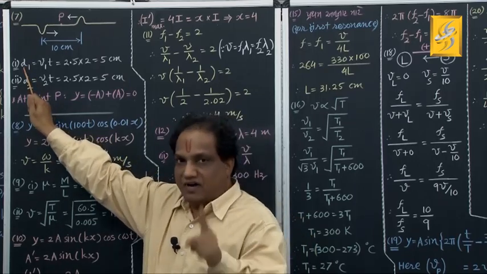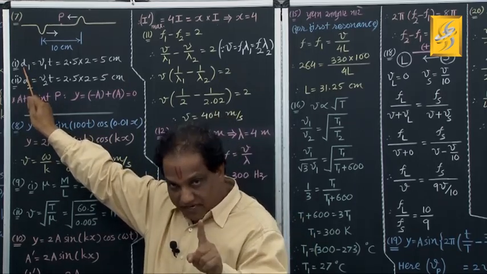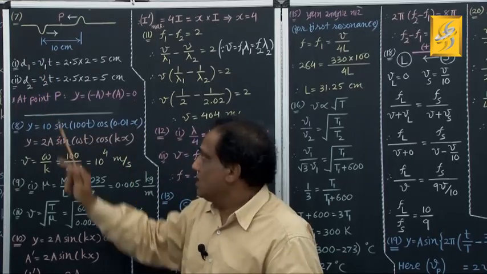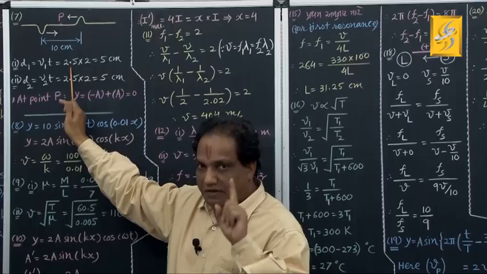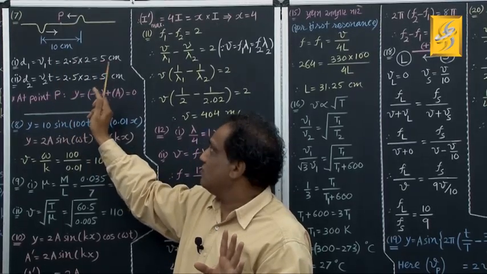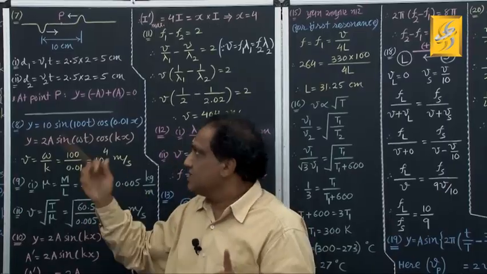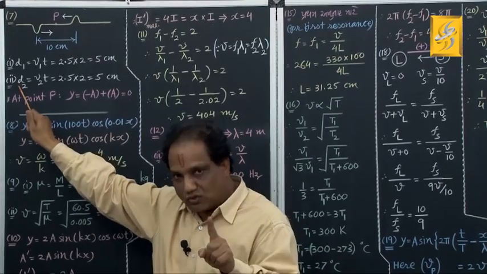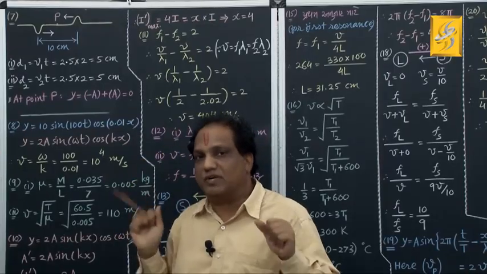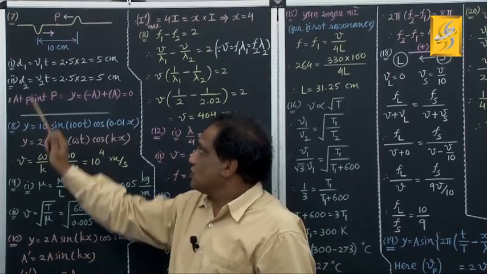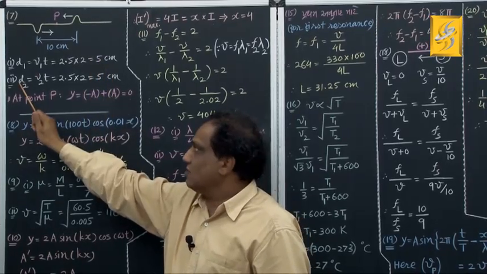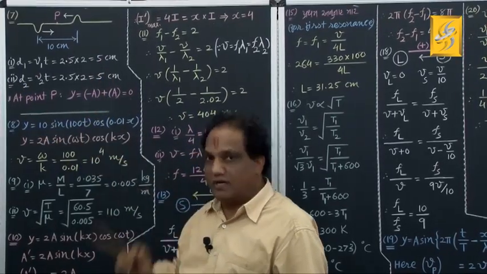Distance travelled by first pulse, I am taking d1, it is constant velocity into time. Constant velocity is 2.5 centimeter per second. Time is 2 seconds, product is 5 centimeter, correct? Similarly, for second pulse also, in the same time it covers the same distance because its speed is also the same. So distance travelled by first pulse is 5 centimeter, distance travelled by second pulse is also 5 centimeter.